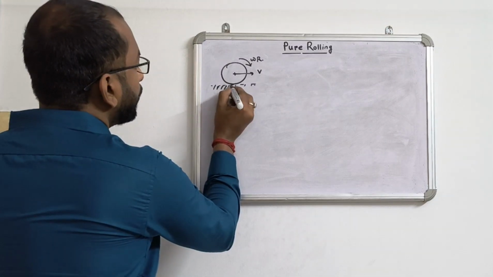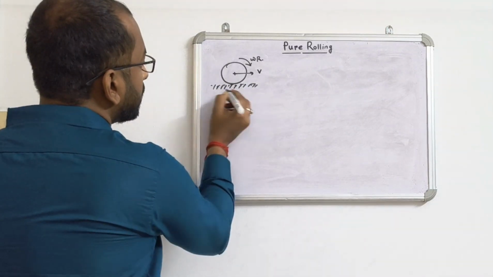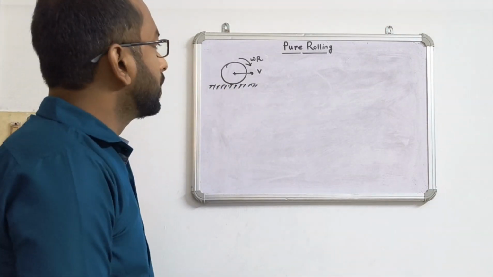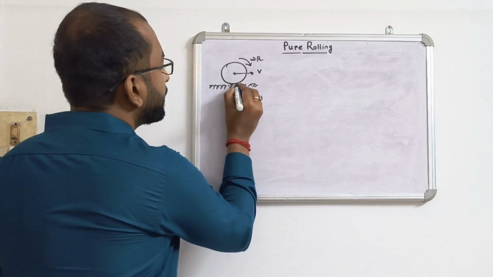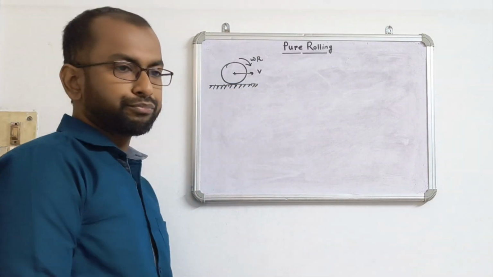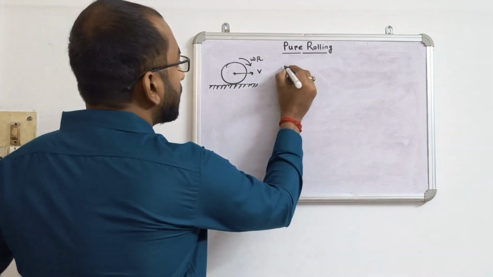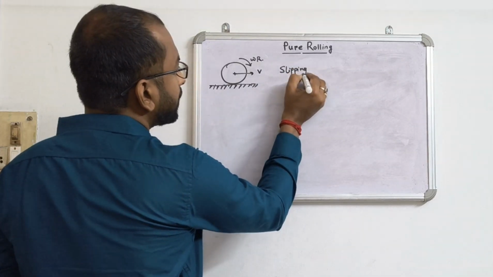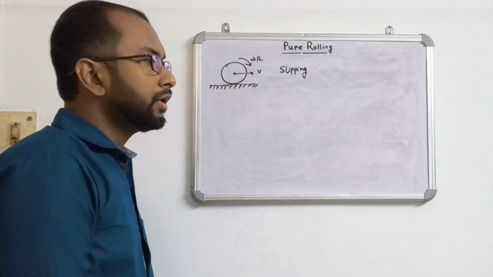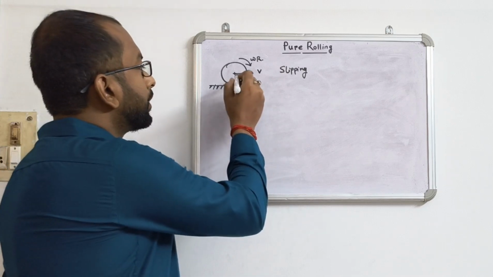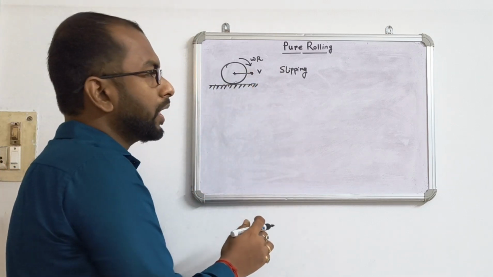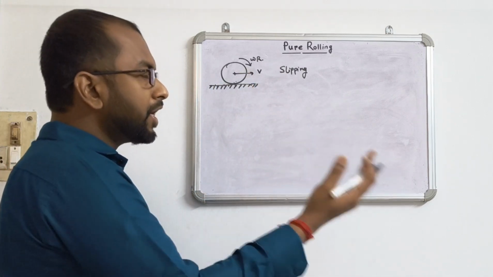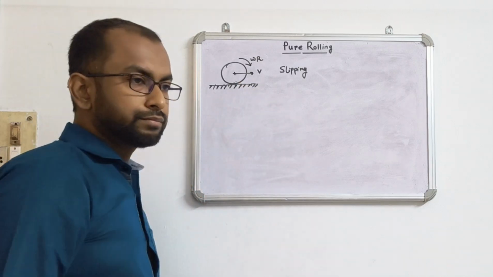So in the topic of pure rolling, it is very necessary to understand what if it is not pure rolling. That means you have to understand what is slipping. What is the meaning of slipping? Slipping means this particular body at the point of contact is having some relative velocity with respect to the ground.